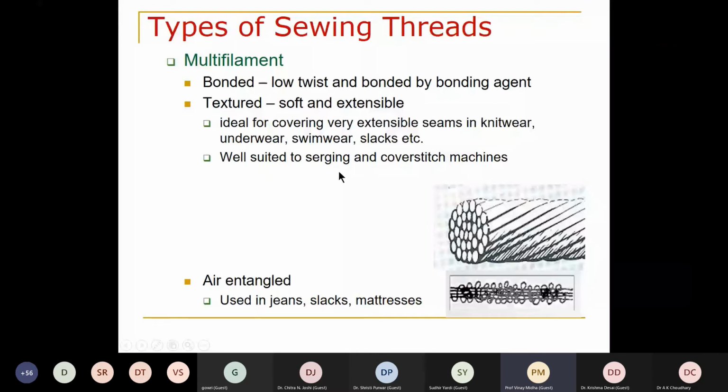Then we have this category, which is air entanglement. They are used in jeans, slacks, or mattresses. So multifilaments entangled by air jets.